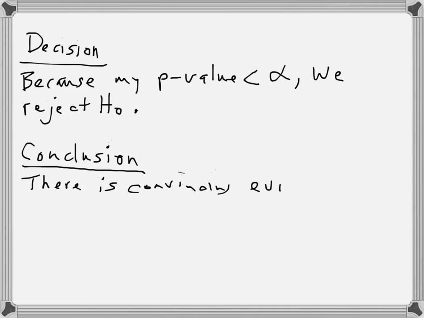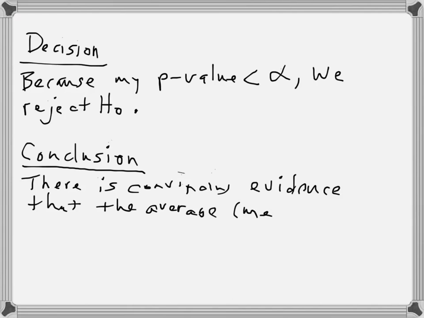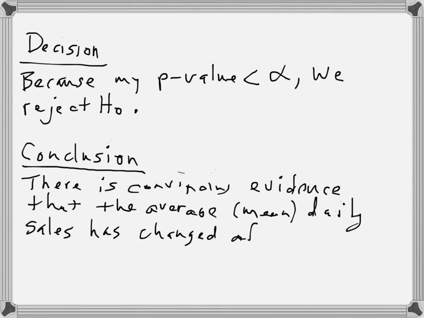That word is convincing. My stylus broke, so my handwriting is worse than ever. It's hard enough. There is convincing evidence that the average, or mean, because this is a mean, average is a kind of ambiguous word, daily sales has changed. And again, I'm going to be specific: after the new advertising campaign.